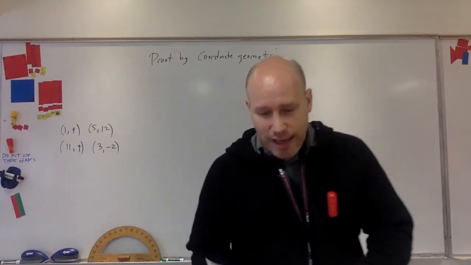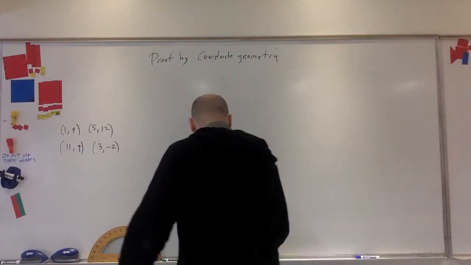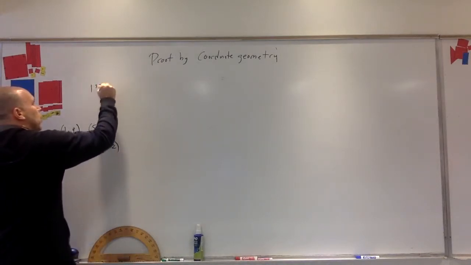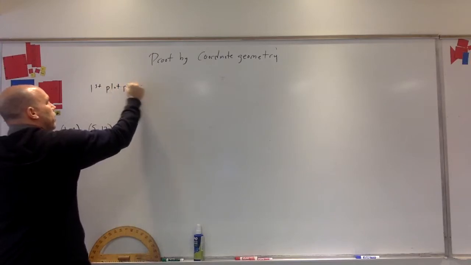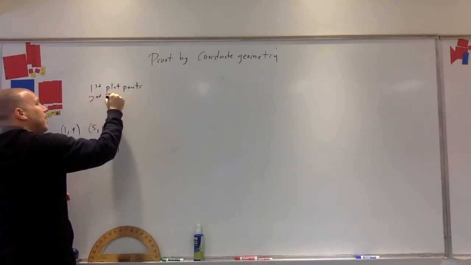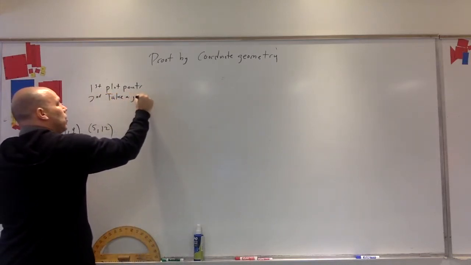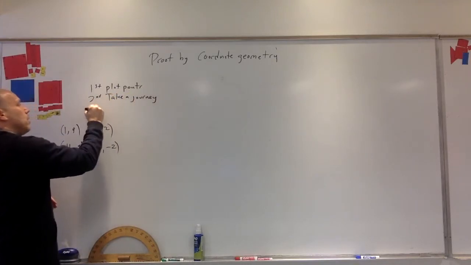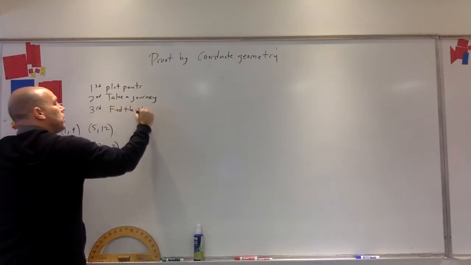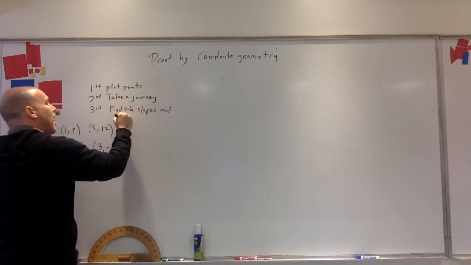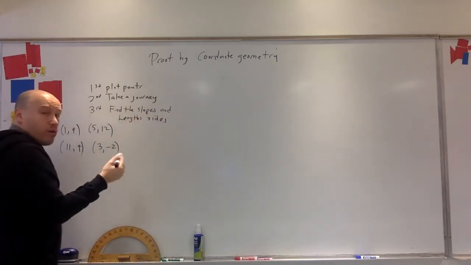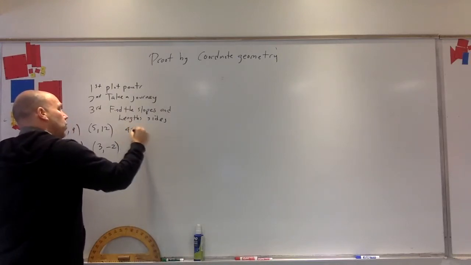So the idea is, first, you're going to plot the points. Second, you're going to take a journey. Third, you're going to find the slopes and the lengths of the sides. And then fourth, we're going to make the proof.